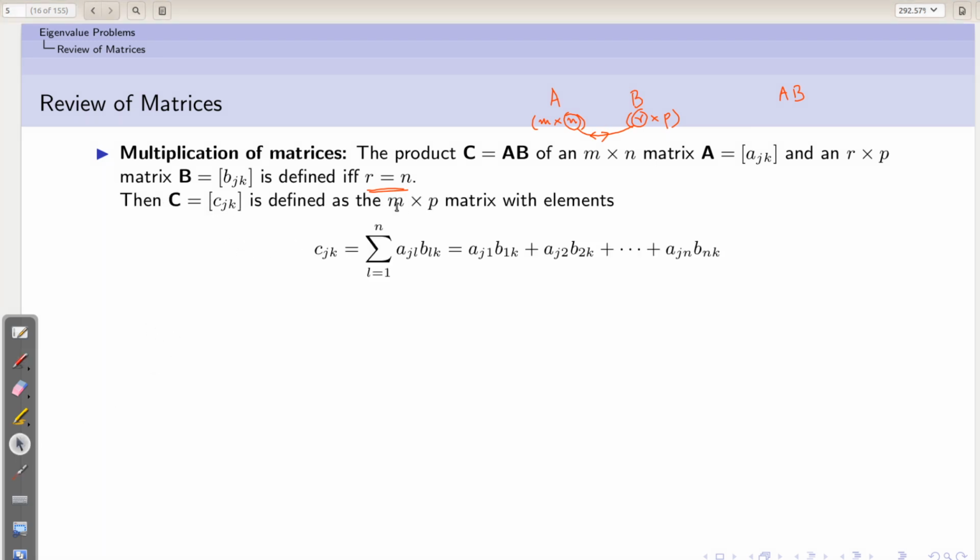So then C is defined as follows. We have an M cross N matrix and an R cross P matrix, where N is equal to R. That means, what will be the dimensions of this matrix? This is an M cross P matrix, and its elements are given in this way. For school level, it is important that you remember this formula. It's much easier to remember this visually.